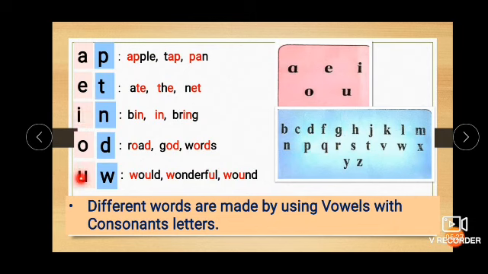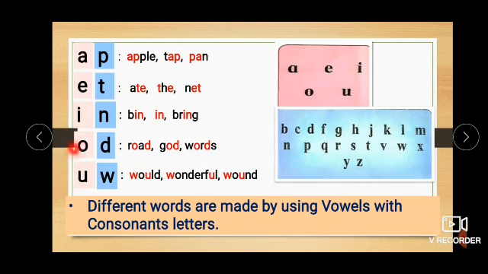Now letters in pink boxes are vowels and in blue boxes are consonant letters. Here I have written some words that have both the letters. A, P. APPLE, apple. TAP, tap. PAN, pan. Second letters E, T. ATE, ate. THE, the. NET, net. I, N. BIN, bin. PIN, pin. IN, in.